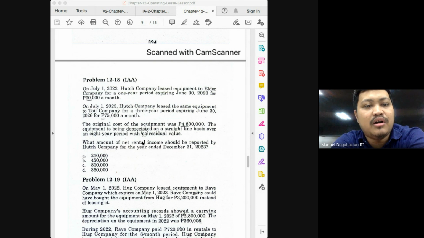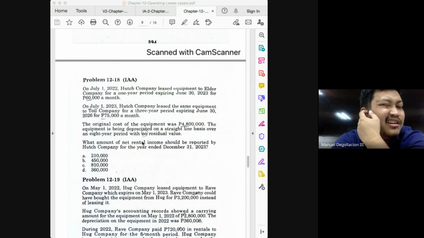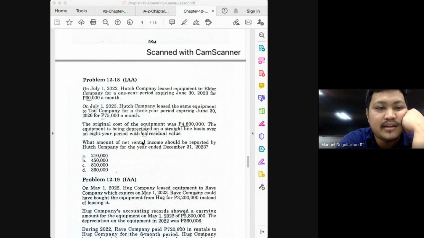First, we have to determine our rental income for 2023. But since it underwent 2 contracts during 2023, we have to focus first on the first contract. How much would be the monthly rental income in the first contract? It says here that it is for 60,000 a month. There's nothing tricky there. Every month there would be 60,000. But for the first contract, how many months was it good for in 2023? The first contract was only effective in 2023 for 6 months.